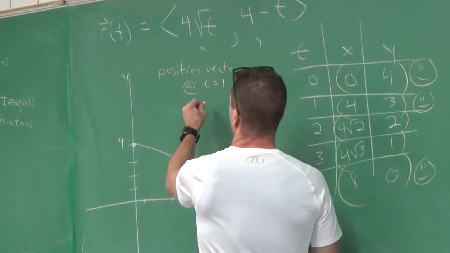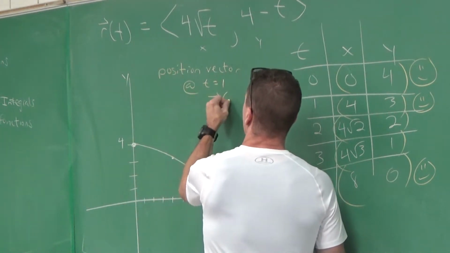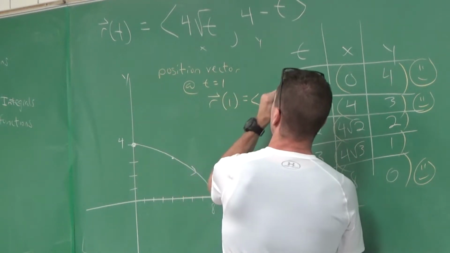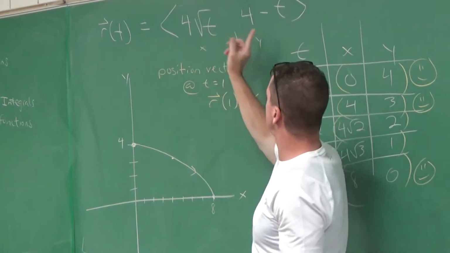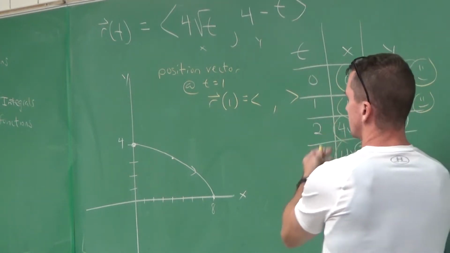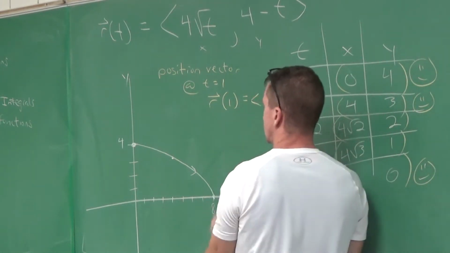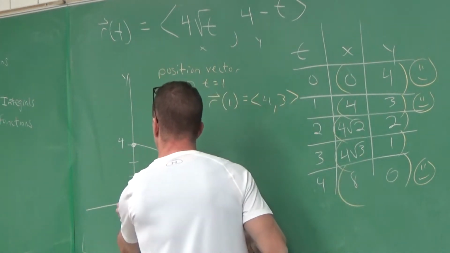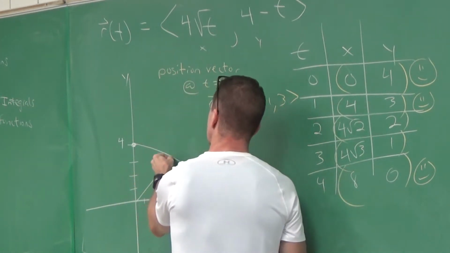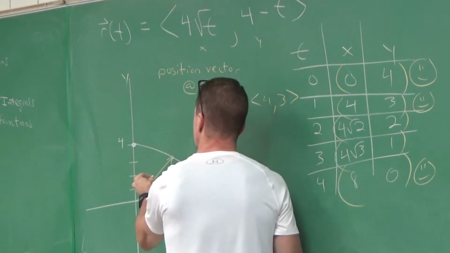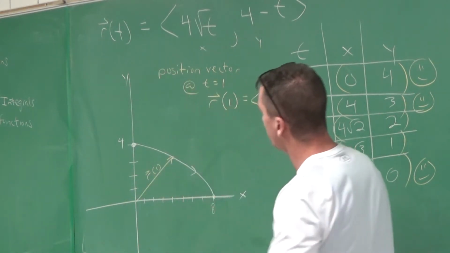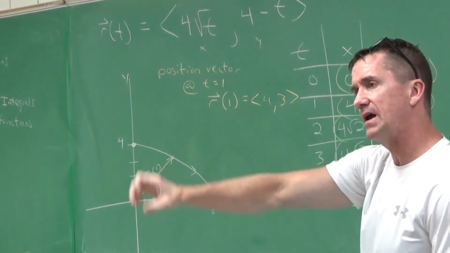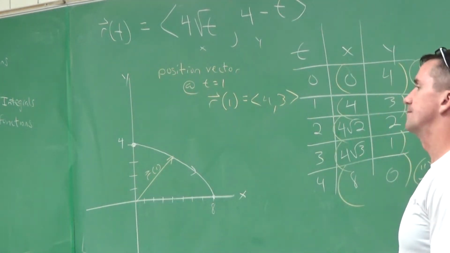So when we're looking for r of 1, what do you plug in here? You just go to the original function and plug in a 1. What would you get? 4, 3. And I'm going to sketch that. I went over 4 and up 3. This is the position vector, so I'm going to label this. There it is, give it an arrow. That's r of 1. See how its tip is lying right on that curve? Cool.